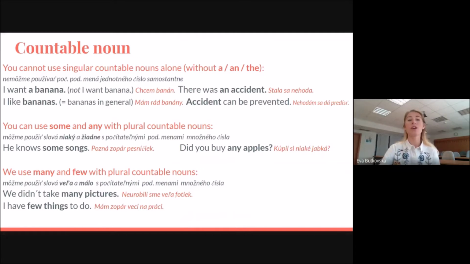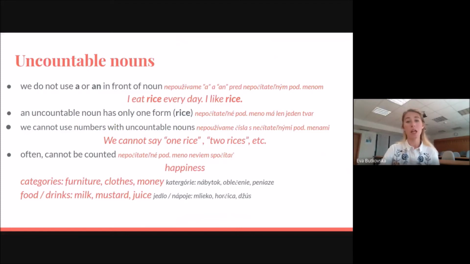So that was countable nouns. If you have any questions related to countable nouns, please, now is the time to ask. Okay, if not, let's move on to uncountable nouns.